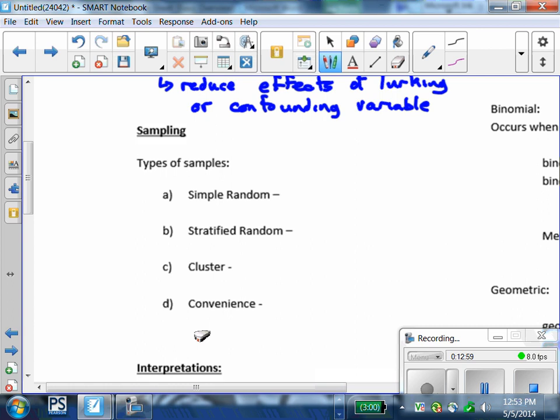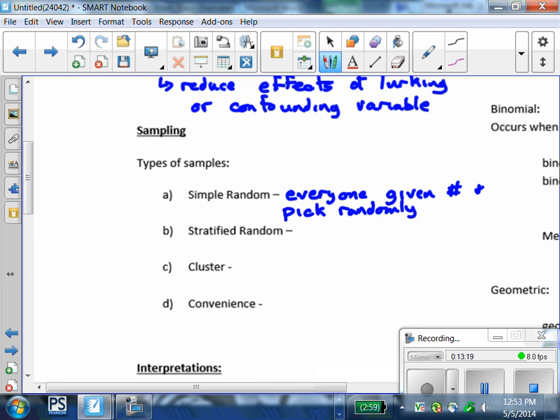Types of samples that we might do, simple random sample. This is where everyone has an equally likely chance. Everyone is given a number, and you pick random numbers. Whether it's a table, whether it's you got your random number generator.